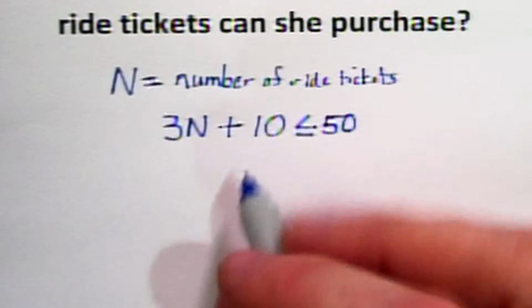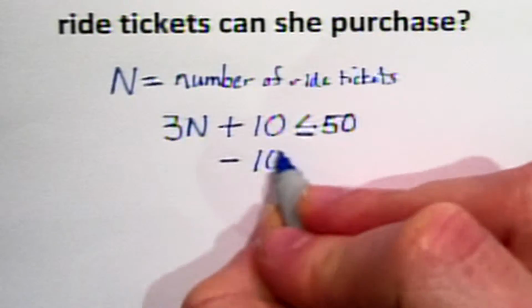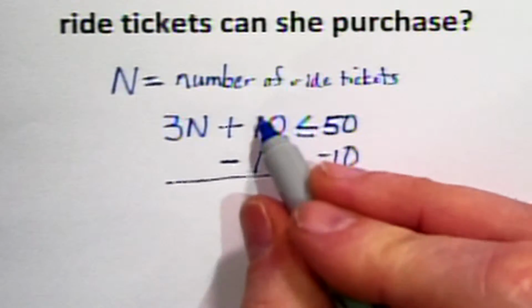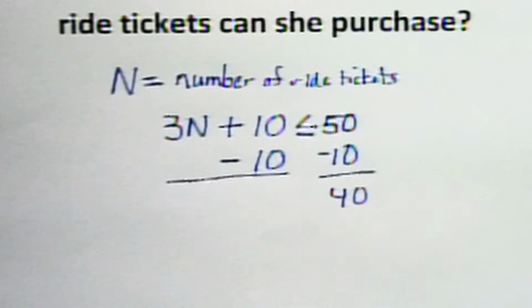So let's see where we're going to go with this. We're going to do just like we normally do. We're going to do a little bit of subtracting. So we're going to subtract 10 from both sides. And it's going to leave us with, well, how about it? 40 on the right. I told you that earlier, didn't I? We did a little arithmetic in our heads. And less than or equal to 40.